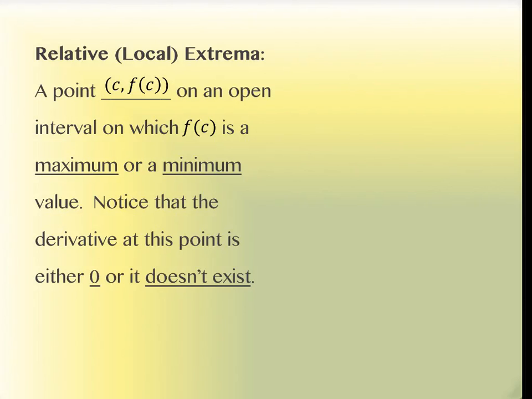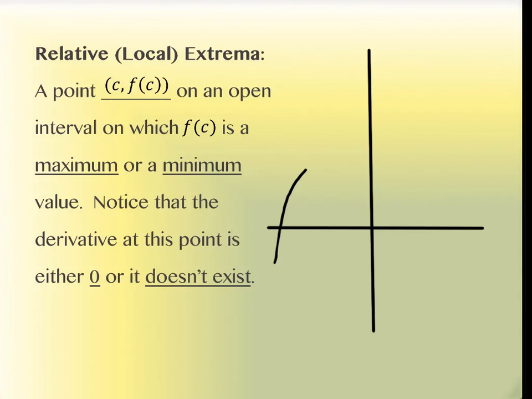So a point C, f of C, on an open interval where it's the maximum or the minimum value is a local or a relative extrema. And at that location, I mentioned this just a little bit ago when we were talking about your test, we either have a derivative of 0 or a derivative that does not exist. So there's two different sort of pictures that can happen.